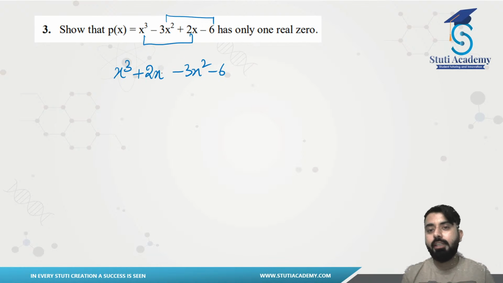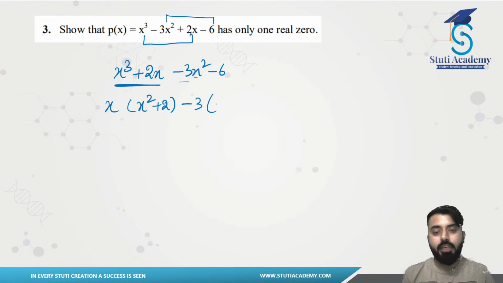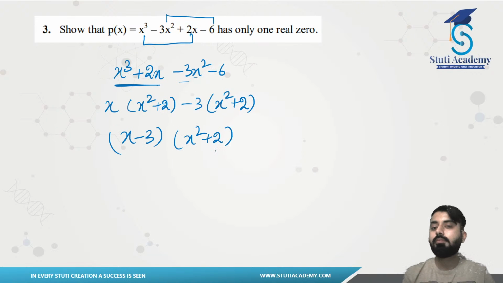Now if you look at these, out of these two, can you see an x common? Surely I can. So if I take x common, I have what? I have this x square plus 2, right? Now out of these two, I can again see a negative 3 common. So I will be left with an x square plus 2, right? So I have x minus 3 and x square plus 2, right? So this is the factorized form of your cubic polynomial.